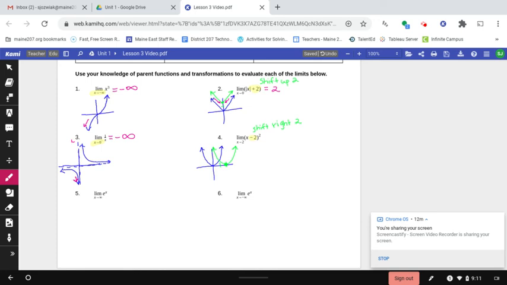And again, it doesn't have a left or a right symbol, which means I need to look at the overall limit, what's happening to the left of x equals 2 and what's happening to the right of x equals 2. So as I approach x equals 2 from the left side, right here, I'm approaching 0. As I approach 2 from the right side, I'm also approaching 0. And so my overall limit, because those are equal, is going to be 0.